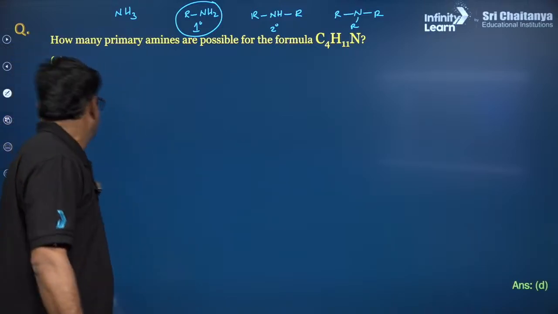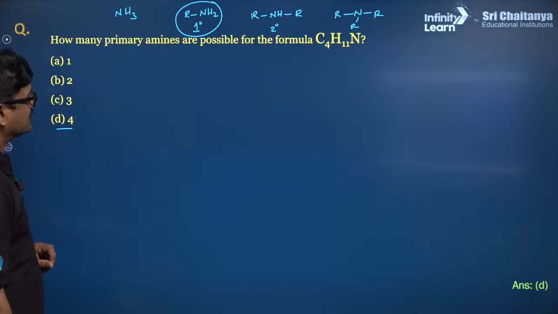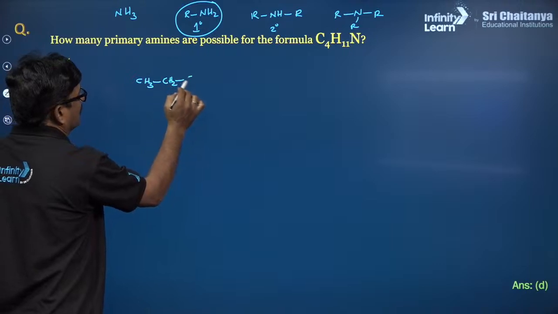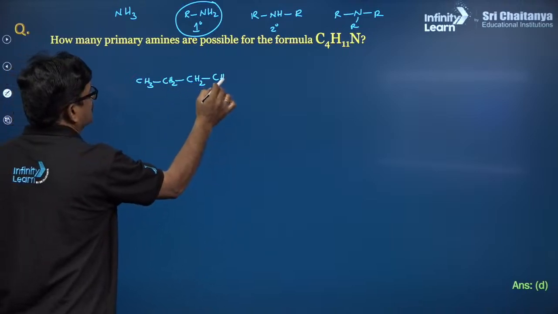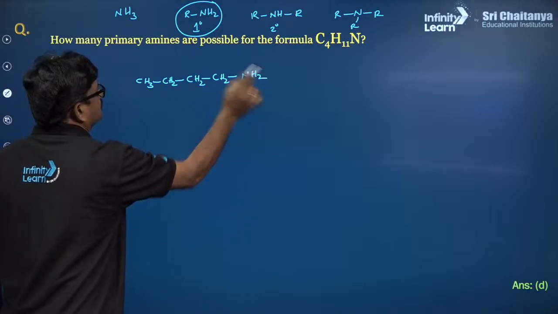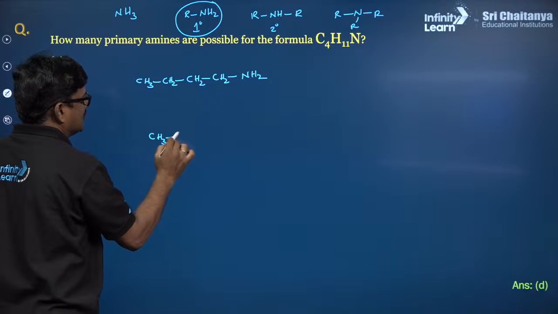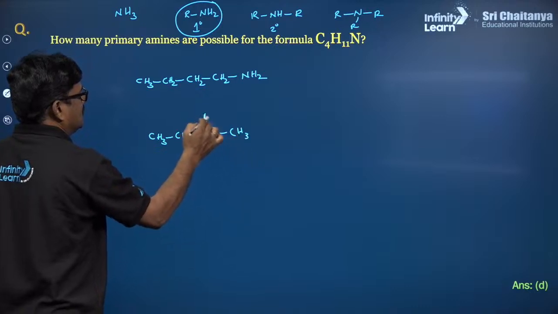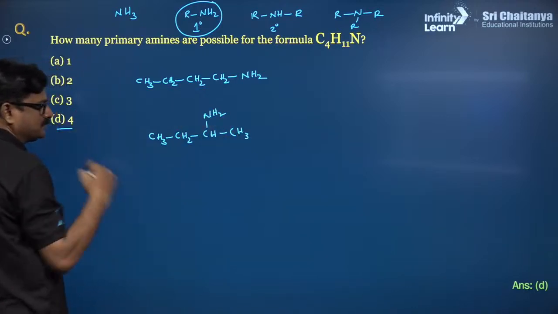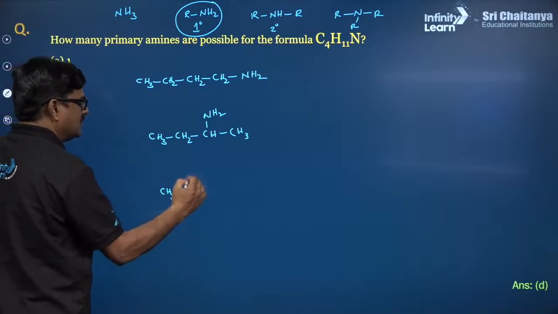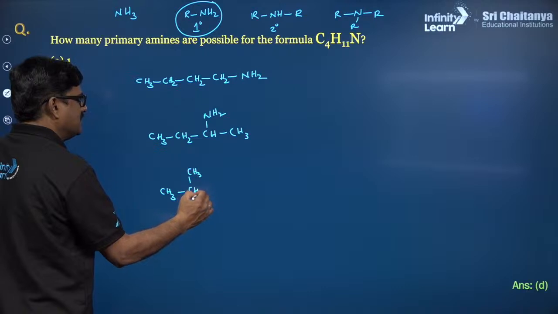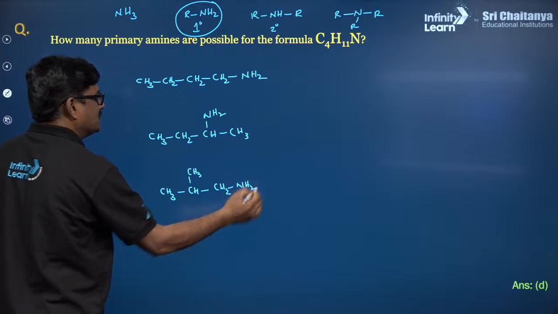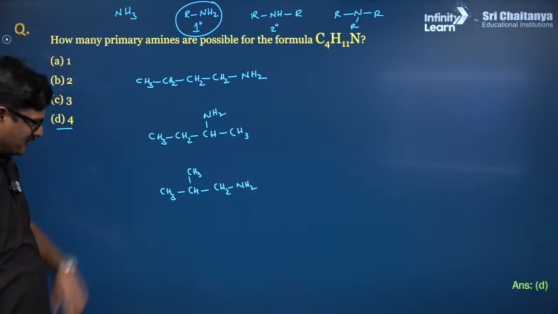Now your answer is D. There are 4 primary amines possible with C4H11N. You can say CH3, CH2, CH2, CH2, NH2, right? And CH3, CH2, CH, CH3 and NH2, right? And you can also see CH3, CH3 and CH2, NH2. Got it? These are all primary amines only.